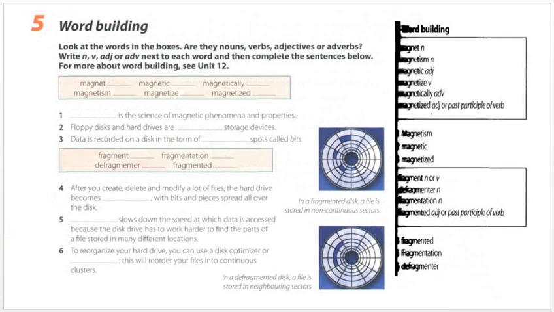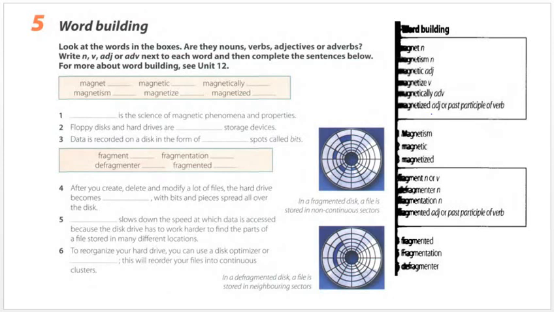Let's see here, word building. Look at the words in the box. Are they noun, verb, adjective, or adverb? Write N for noun, V for verb, adj for adjective, or adv for adverb next to each word, and then complete the sentences below. For more about word building, see unit 12. We will come to unit 12 and we will reach word building.